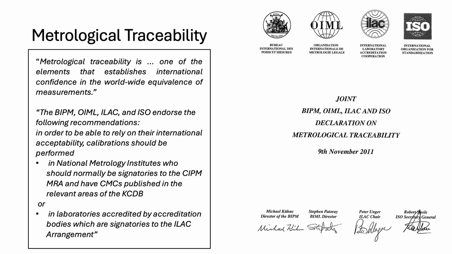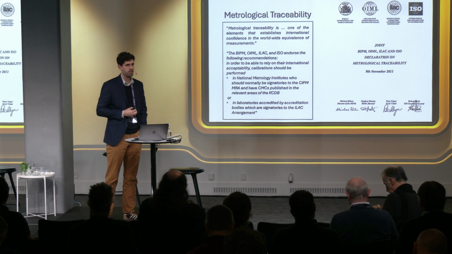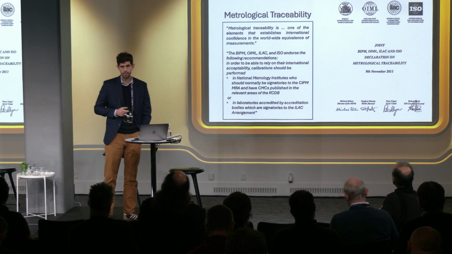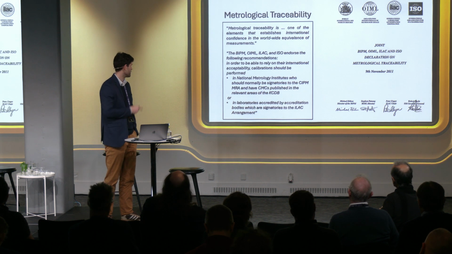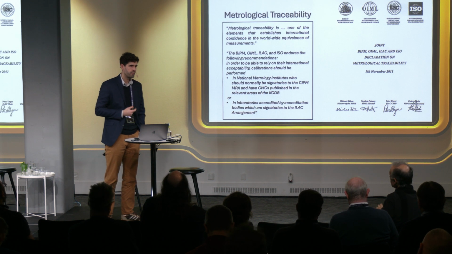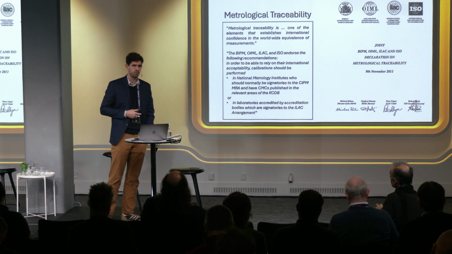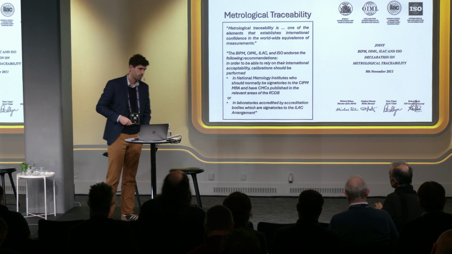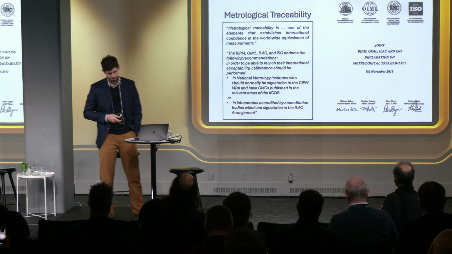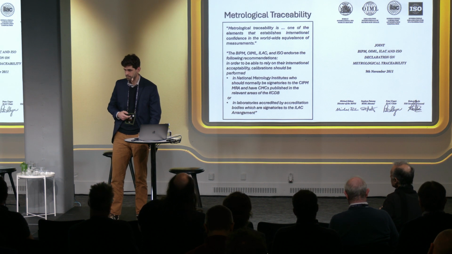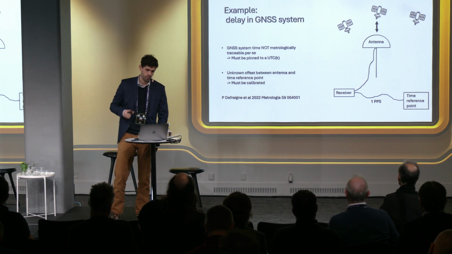For this traceability to be valid, you need a measurement uncertainty. There is no way to compare measurement values if you do not have measurement uncertainty. And you get the measurement uncertainty by performing calibration. They say here that for a calibration to be valid, it should be done either by a National Metrology Institute, that's us, or an accredited laboratory, someone else. So what does this mean in practice?